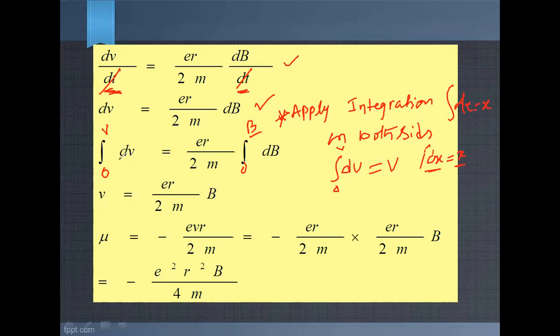Okay. So on the left side, I got v. On the right side, I got B. Why am I getting B? Because when I substitute 0, I get 0, and when I substitute B, I get B. Upper limit minus lower limit, so you get only B here.